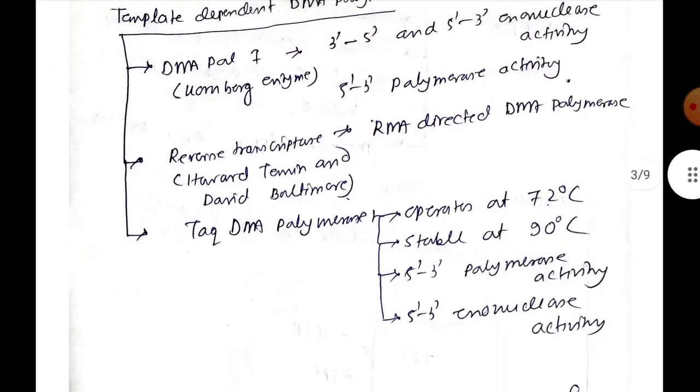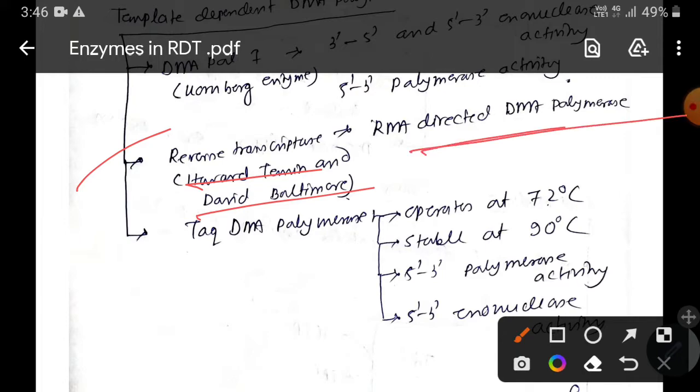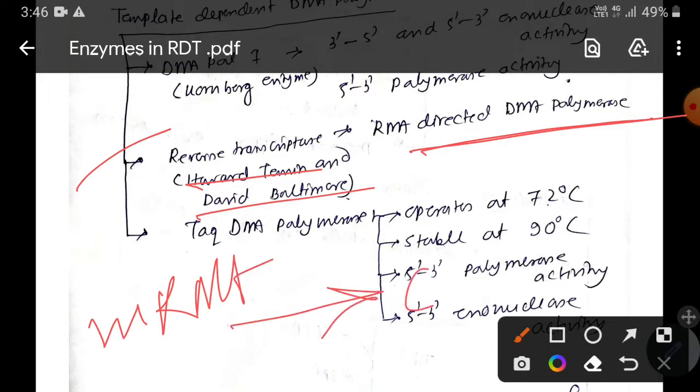But still, let's recapitulate. Reverse transcriptase, discovered by Howard Temin and David Baltimore, is an RNA directed DNA polymerase that has the ability to synthesize a DNA molecule from mRNA. Very important for cDNA library preparation, RT-PCR, and for any kind of diagnosis where RNA is of interest.